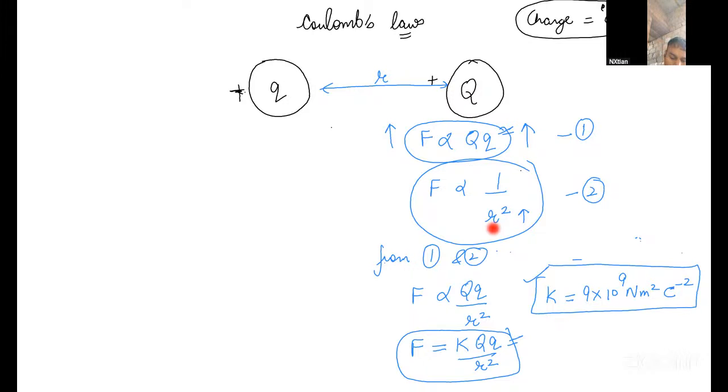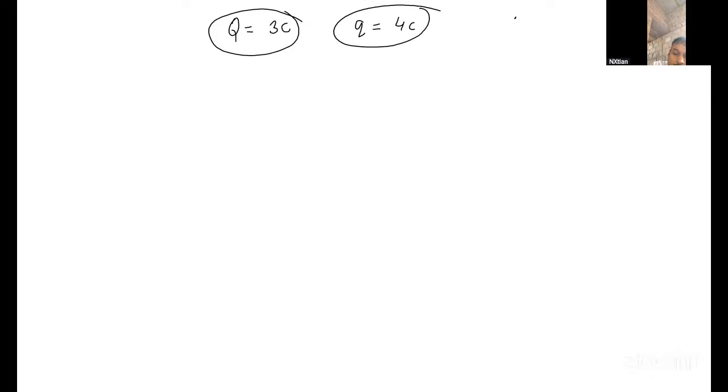Okay. So we'll do one question based on it. Everyone, please pay attention. For example, the value of capital Q is given as 3 Coulomb, and another small q is given as 4 Coulomb. And they told us that the distance between them, r, is 2 meter. Find the force between them. I will give you time to write. This is the question.